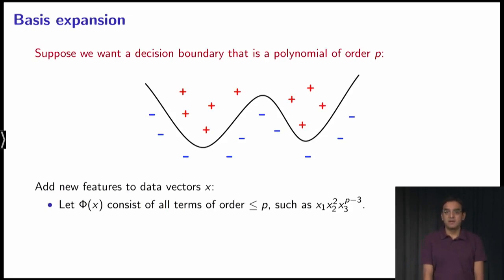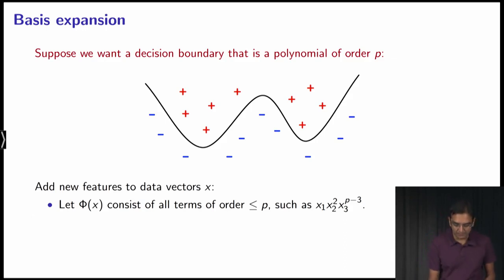Suppose we want a decision boundary that is a polynomial of degree p. How can we get something like this using linear classification technology? So the key is to use basis expansion. Instead of the original data vectors x, we create extended representations phi of x. Okay, so this phi of x includes all the features that are in x, as well as all terms in these original features that are of order up to and including p.